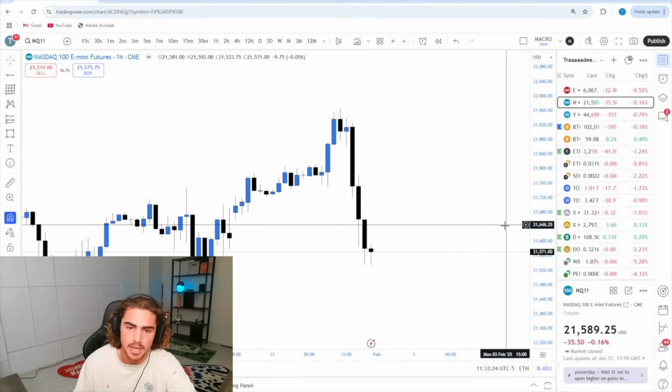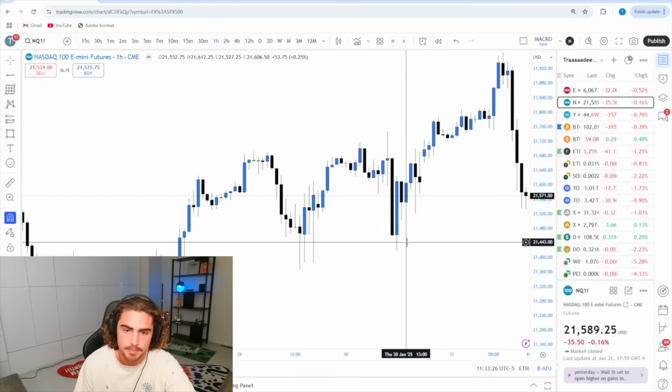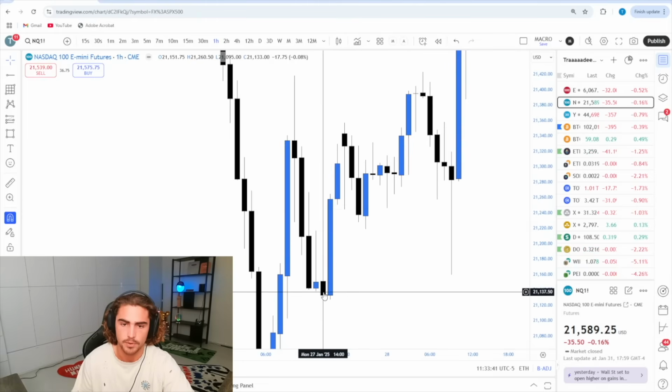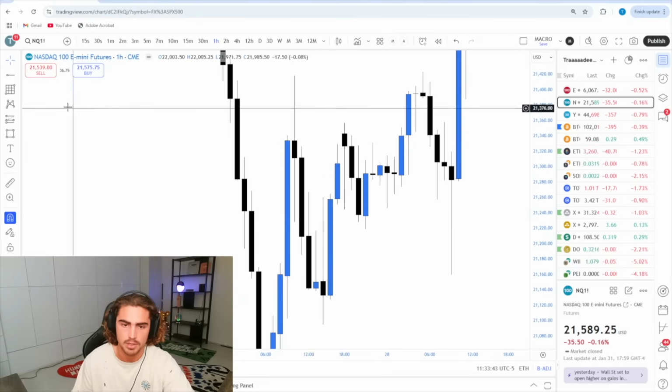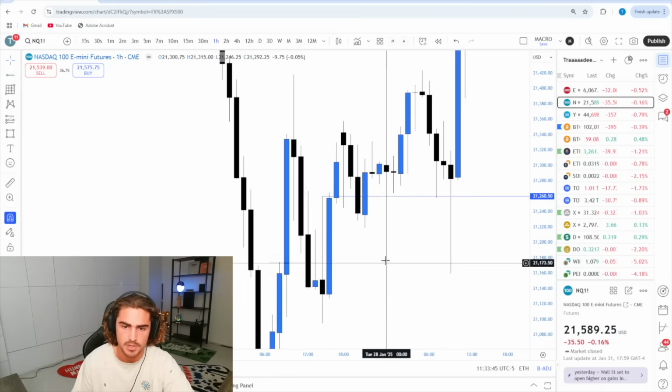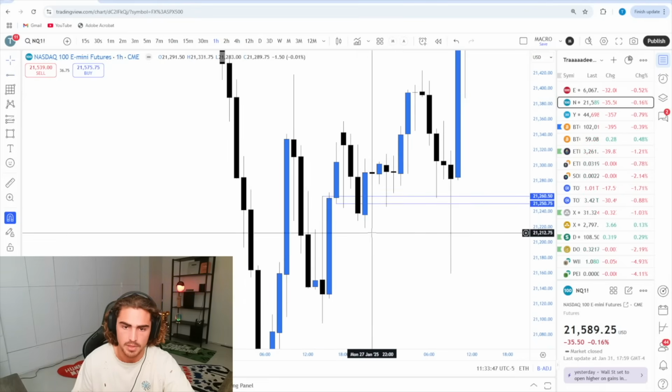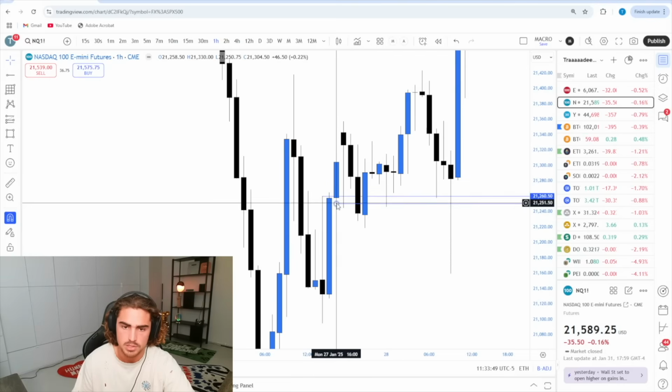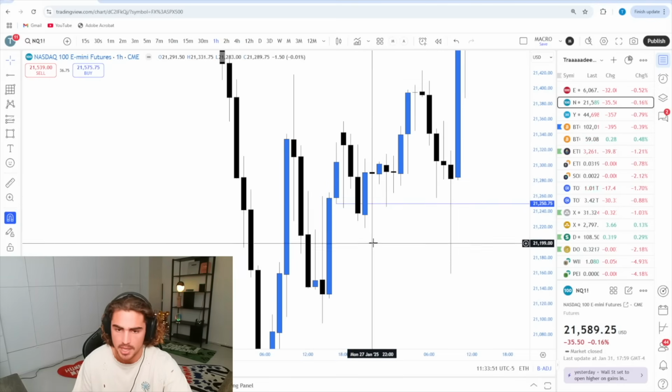Let's show an example of what a fair value gap is not. Okay, let's see price right here. We have first candle, second candle, third candle. What do we see? The top wick of the first candle, the bottom wick of the third candle. These two wicks are overlapping. This is not a fair value gap.